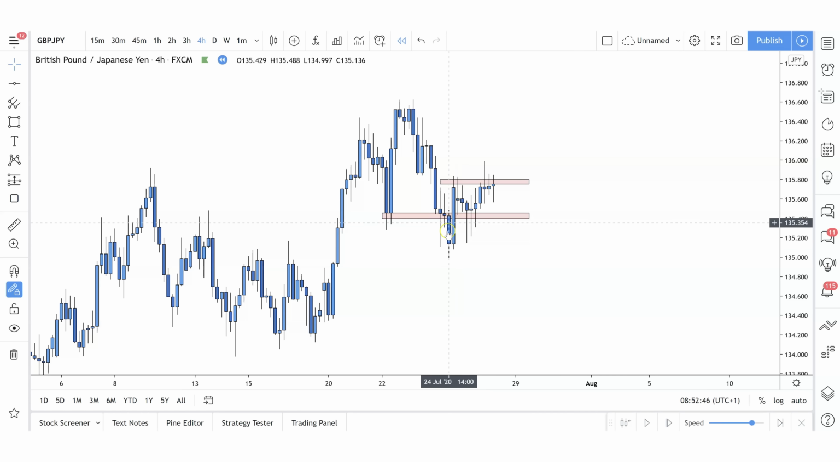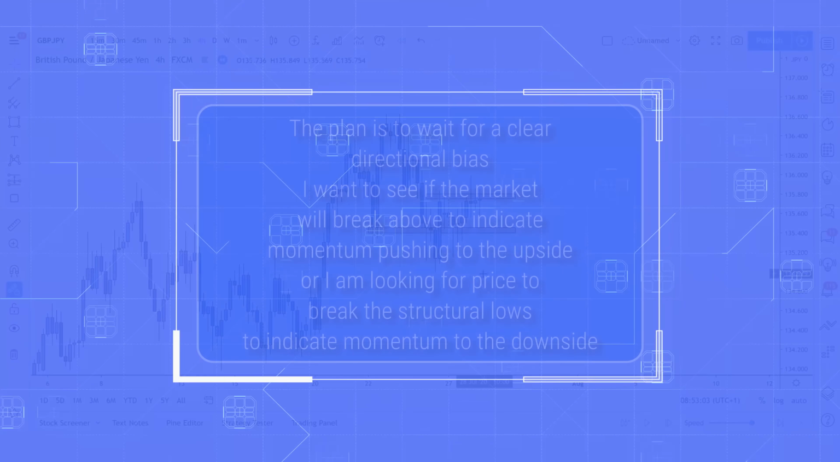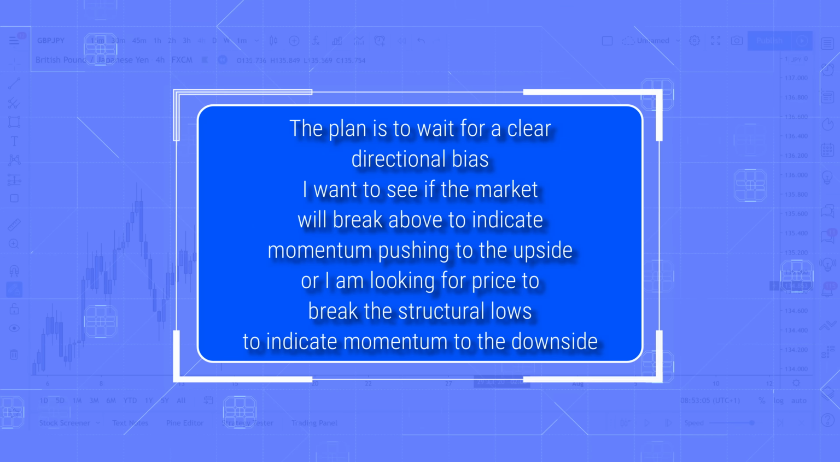So this fake out, as you may know it, or breakout, break back in, as I call it, is nonsense. This right here just doesn't exist for me. I just see this as a big indecision. So now moving forward, I have my high marked out and I have my low marked out. What is the plan now? Well, the plan is to wait for a clear directional bias.